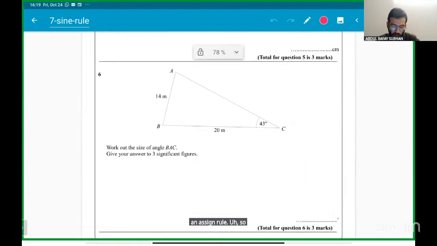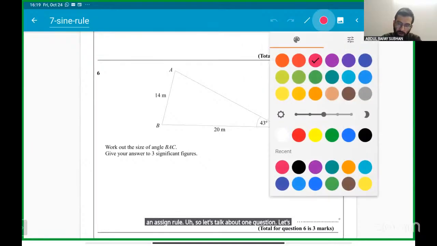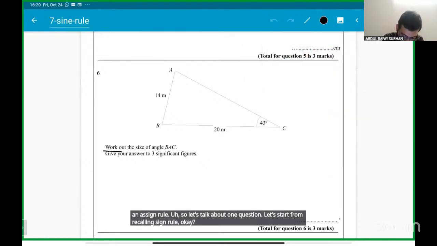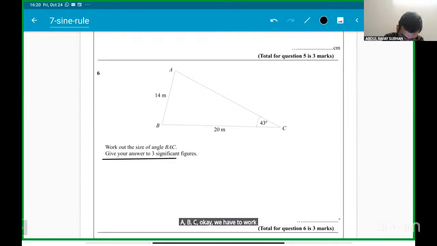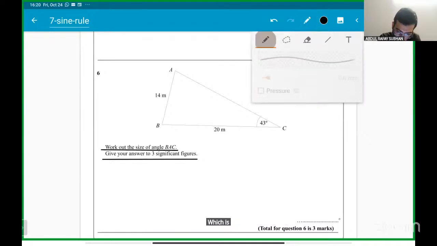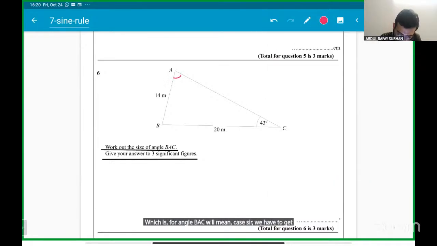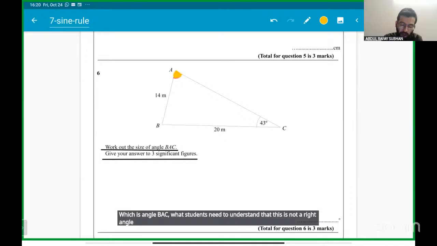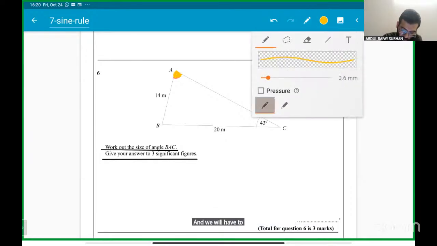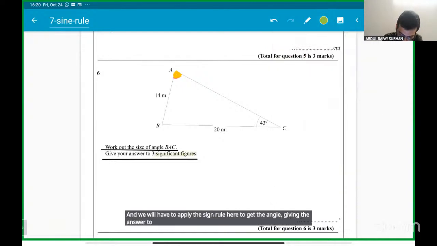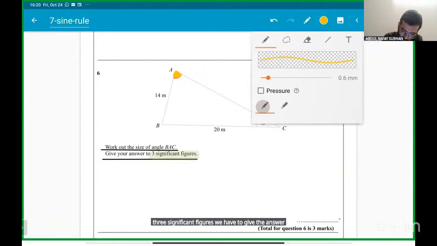So let's talk about one question. Let's start from recalling the sine rule. We have to work out the size of angle BAC. What students need to understand is that this is not a right angle triangle, and we will have to apply the sine rule here to get the angle, giving the answer to three significant figures.